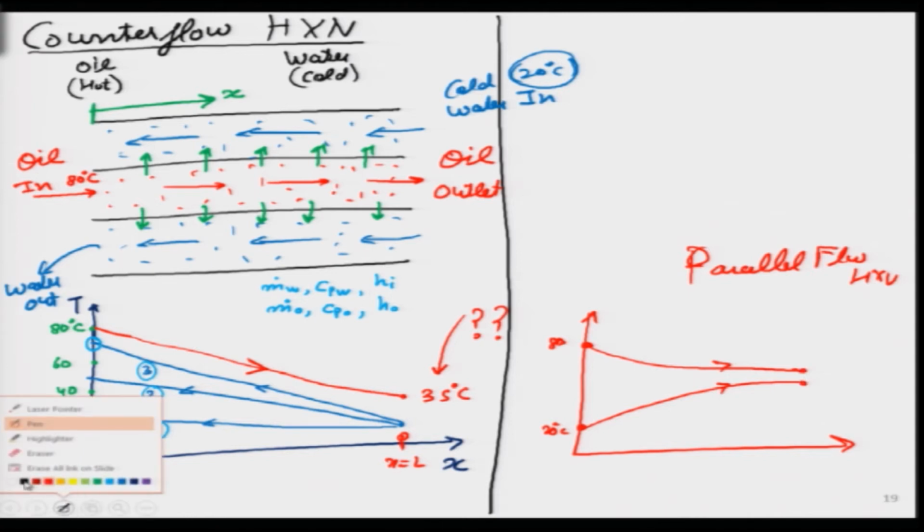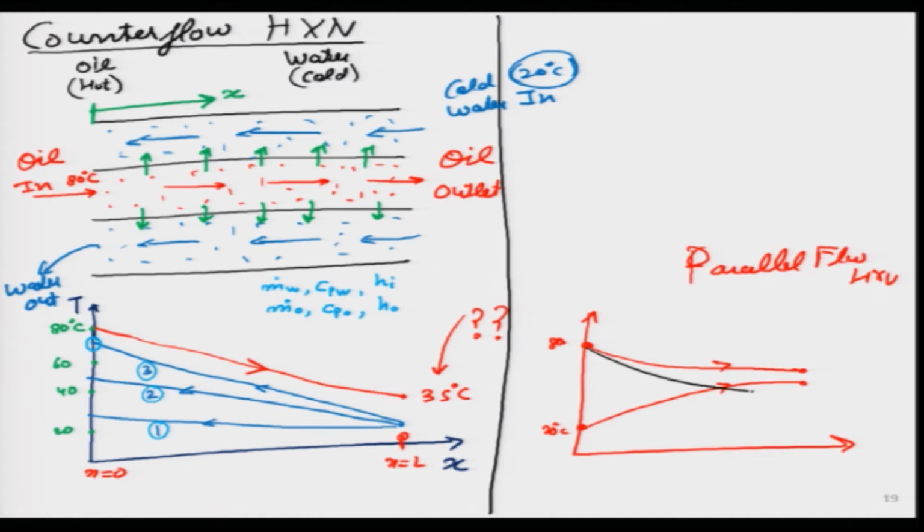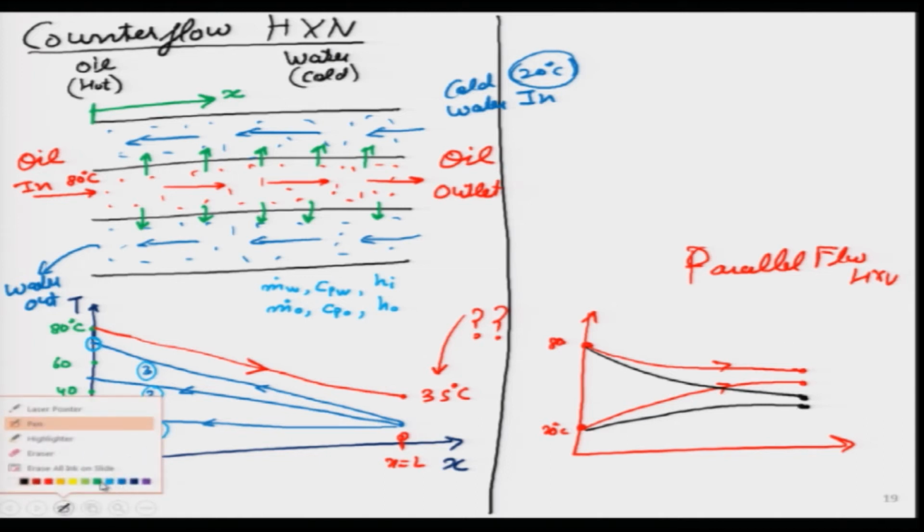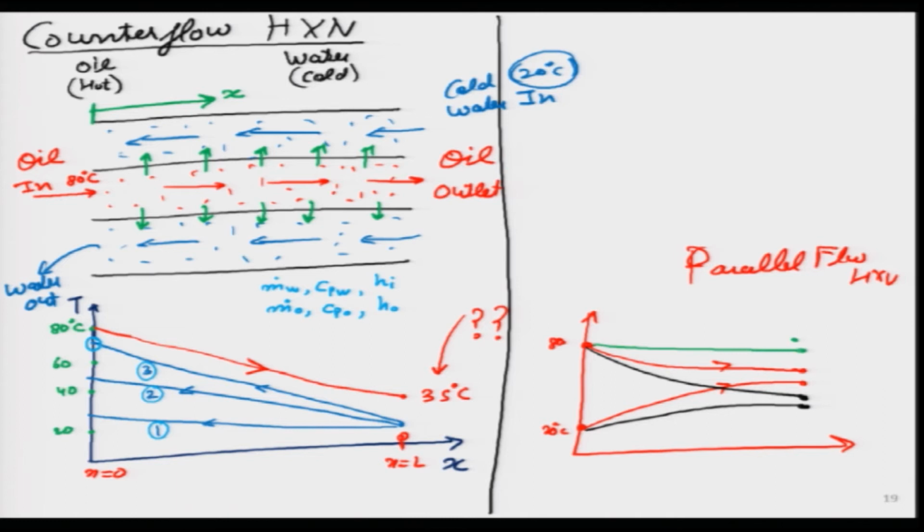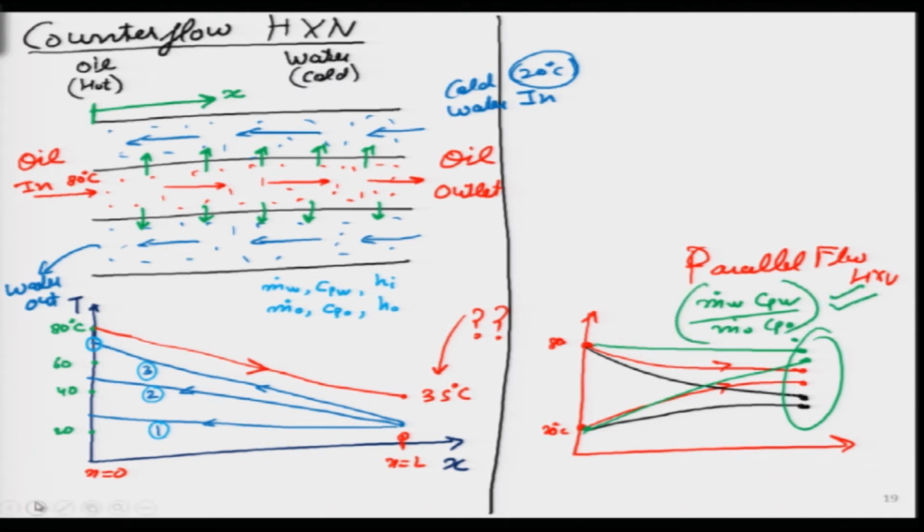And later on we will figure out that instead of these two red curves we can also have something like this. This is also okay, and we can also have something like this, where oil goes from 80 to 78 and water goes very high over here. So, in all these three cases, the ratios of m dot w Cpw and m dot oil Cp oil are the ones which will play a role in determining which of these cases is actually going to be achieved. Right now, just to introduce the topic, I am exploring all the possibilities. I hope this particular point is clear.